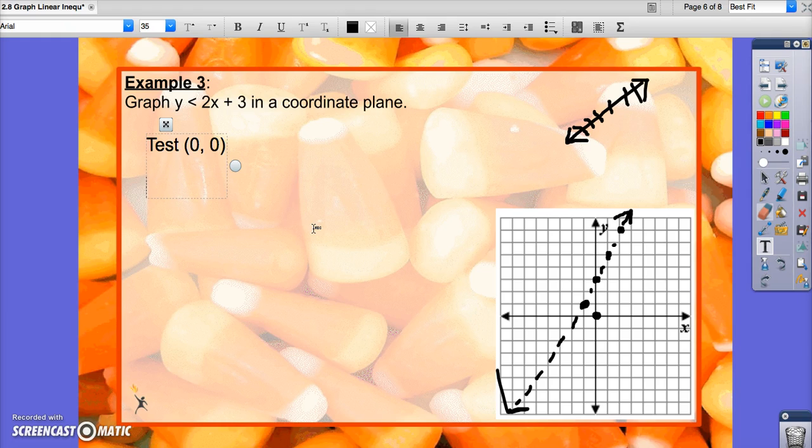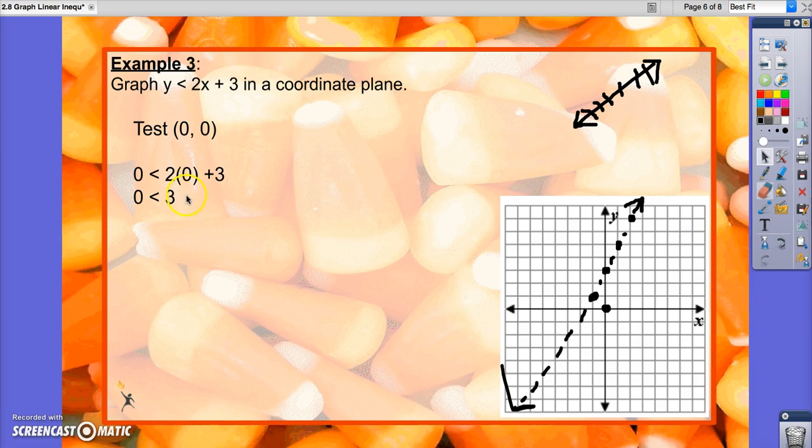So let's plug in 0 for x and y. Like I said, I like using 0 because usually the math is fairly simple, because a lot of it cancels. So if you see me evaluating here, 2 times 0 is 0. I just get 0 less than 3. And I ask myself, is 0 less than 3? Yes, it is. So I put a little check.